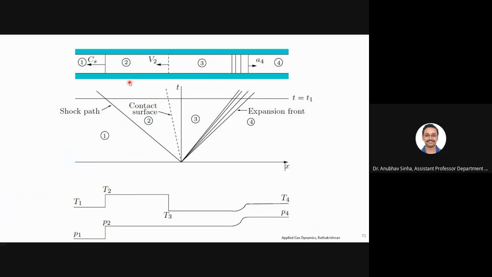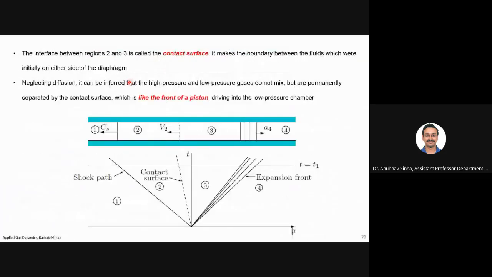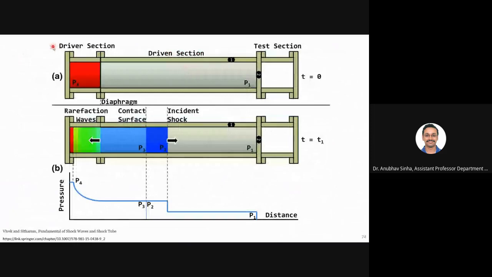This is the most simple schematic you'll see for a shock tube. Let me see if I have one more figure. Let me first go to that. Yeah, so it looks like this. This left side is the driver section where you have high pressure fluid, and then you have low pressure fluid in the driven section. Let us say this is your test section. Basically, you want high speed fluid to come and do some reaction or test some bluff body or something like that. So at t equal to 0, this is the scenario.